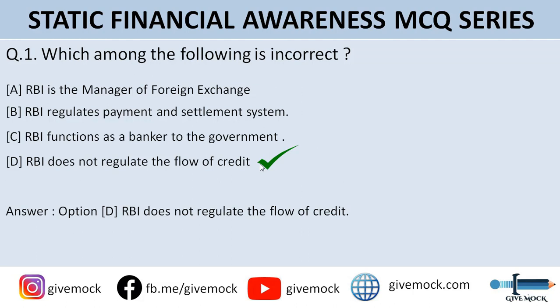And RBI also regulates the flow of credit. So D is incorrect, that RBI does not regulate the flow of credit. Okay, now we will quickly go through brief explanations of the major functions of RBI.